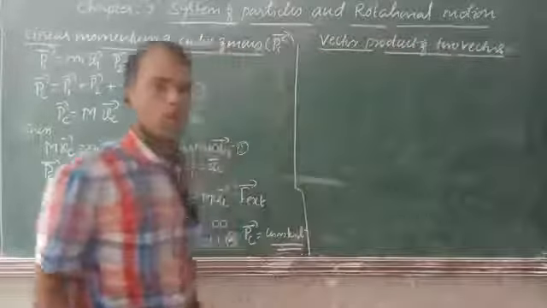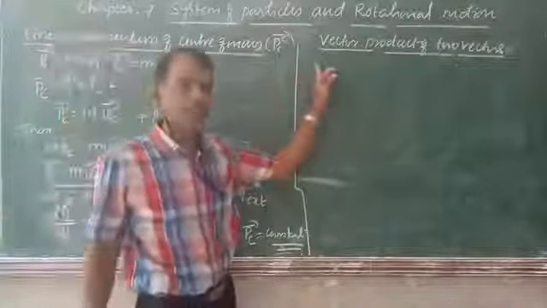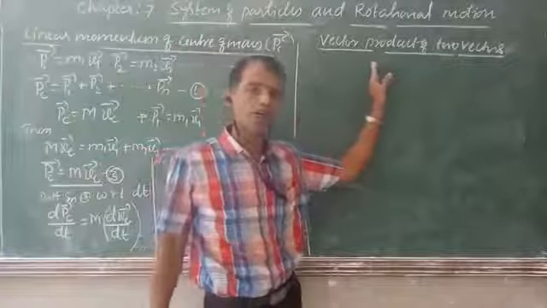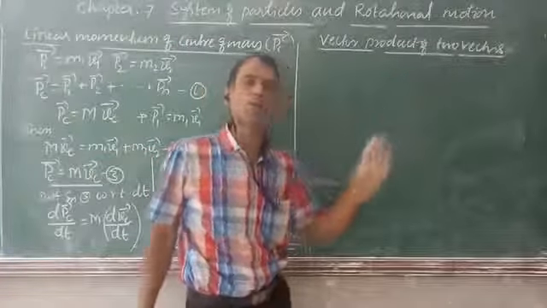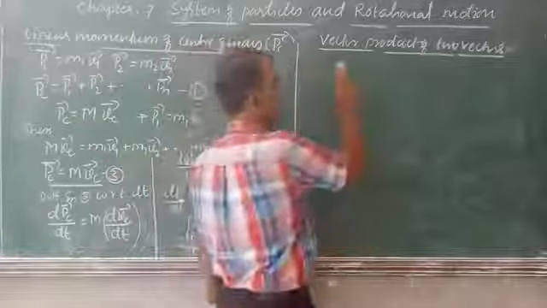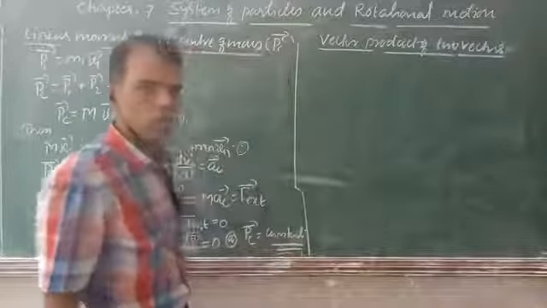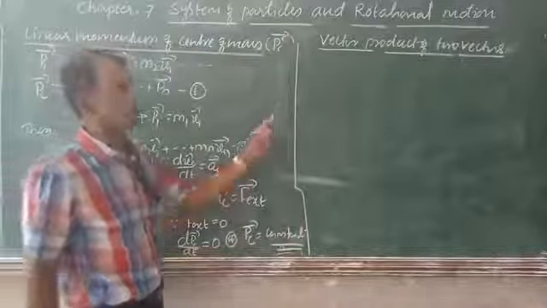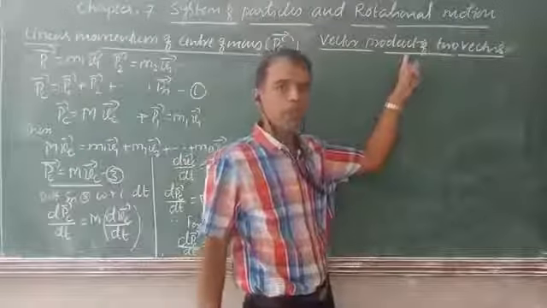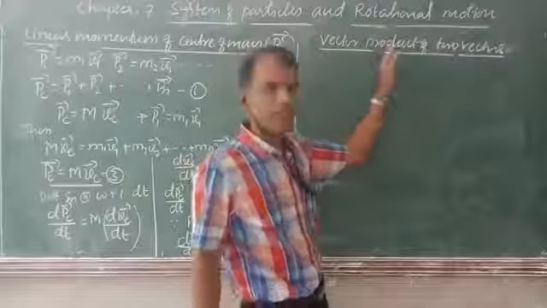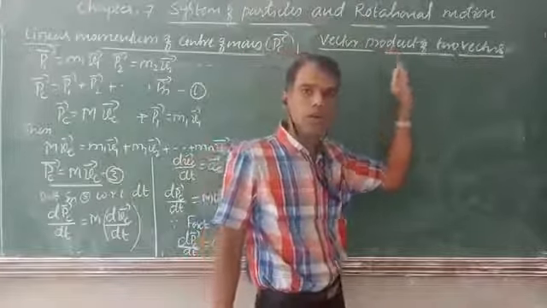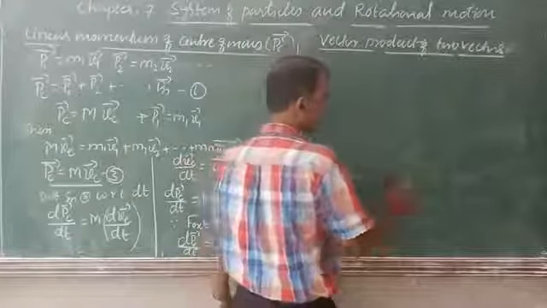So vector product of two vectors is defined as the product of the magnitudes of the two vectors into the sine of the angle between them. The product of the magnitudes of two vectors into the sine of the angle between them is called the vector product, or it is also called the cross product of two vectors.